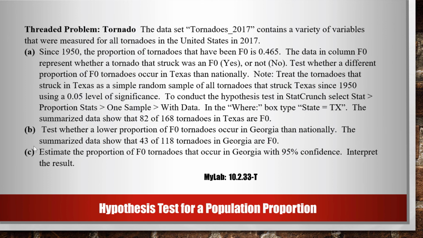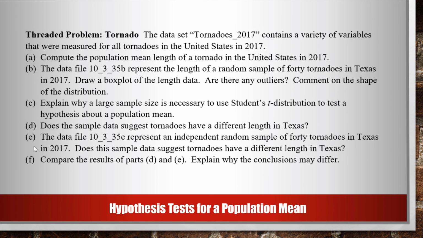Here's a question you might ask. Is there a higher proportion of F0 tornadoes in Texas or Georgia than nationally? We know the population proportion of F0 tornadoes is 0.465. Again, you can do this for any state that you want. Or, are the lengths of tornadoes in Texas or any other state different than nationally? Again, we can determine the population mean length of all tornadoes because we have population data.